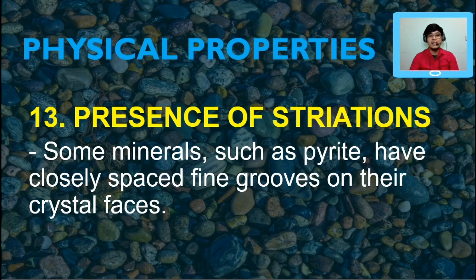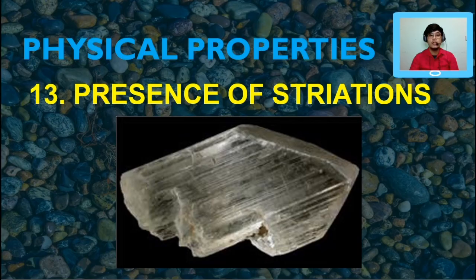And we're down to our last physical property of minerals, which is the presence of striations. So striations: some minerals such as pyrite have closely spaced fine grooves on their crystal faces. And we have here the picture showing the presence of the striation. So ito siya, yung parang magaspang na parallel lines on the surface of a specific mineral. So that's the presence of striations.